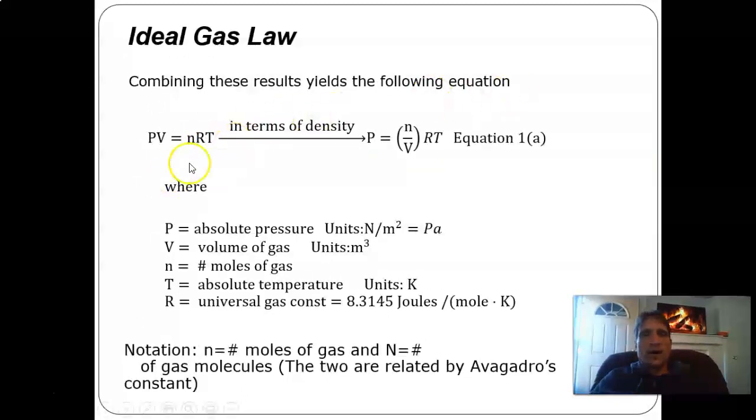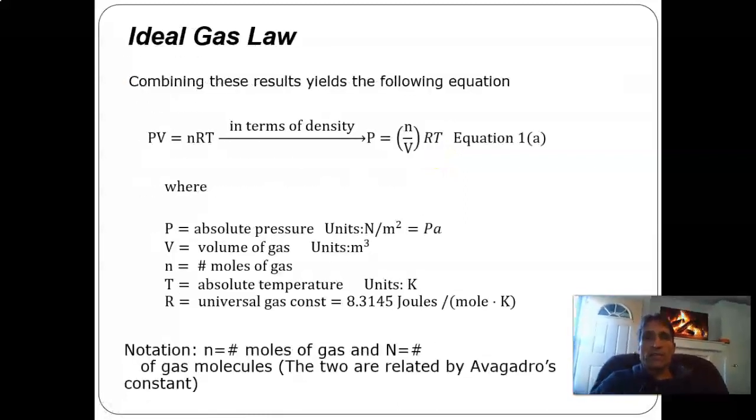And we can divide both sides by V, and we get that the pressure depends on the density, the number of moles per volume, times the temperature times the constant. And this is what's called the ideal gas law. And we're going to be using it a lot in the next few days.